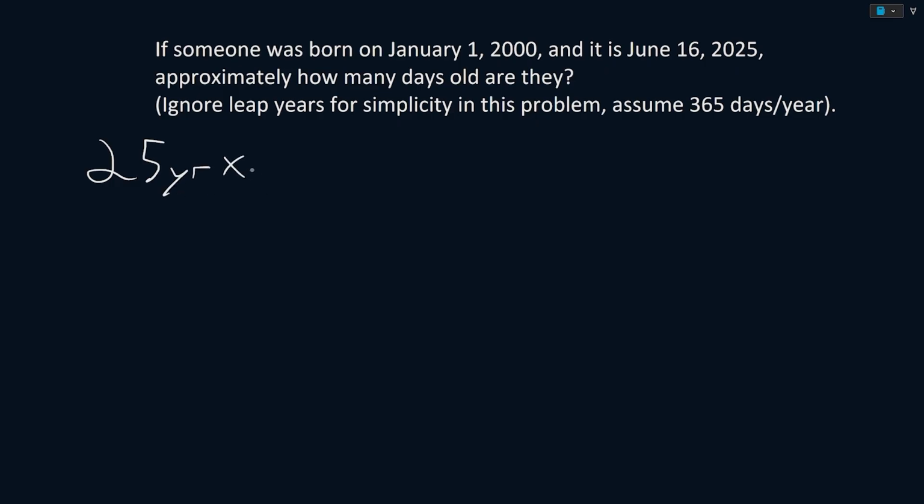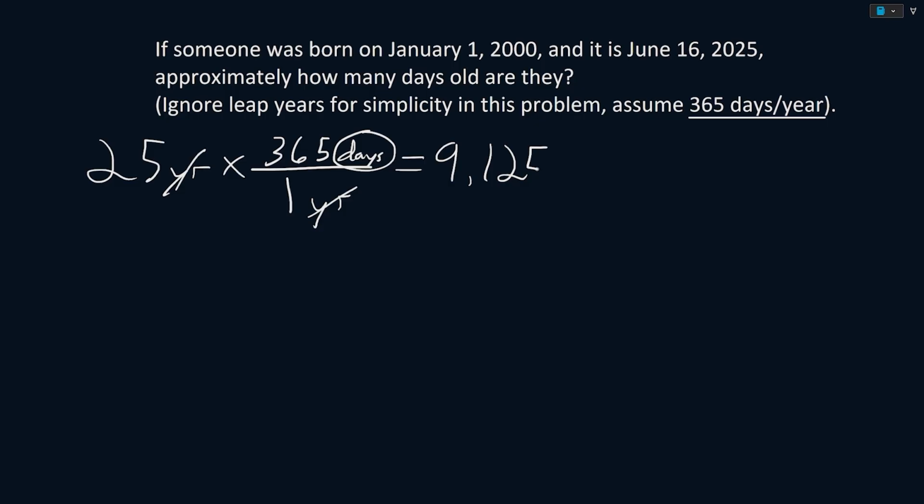From the year 2000 to 2025, 25 years have passed, and we want to know how many days that's been. To do this, we'll multiply through our conversion factor of 365 days per year. Solving this, the years cancel and leave us with days. This gives us that in 25 years, there's been 9,125 days.